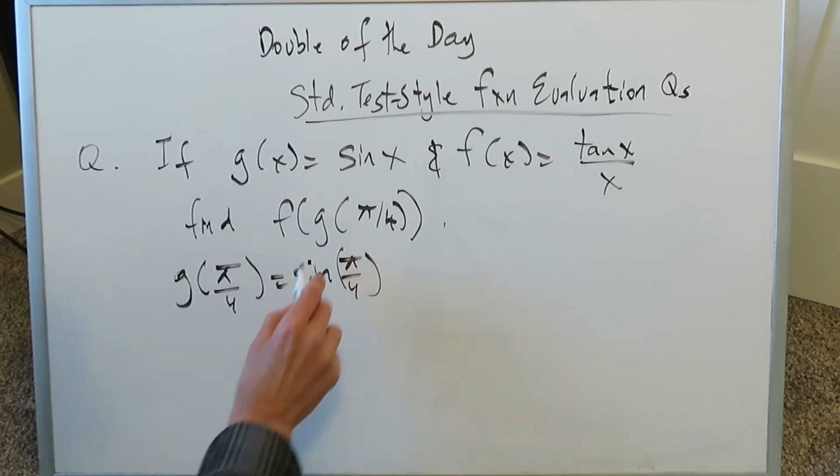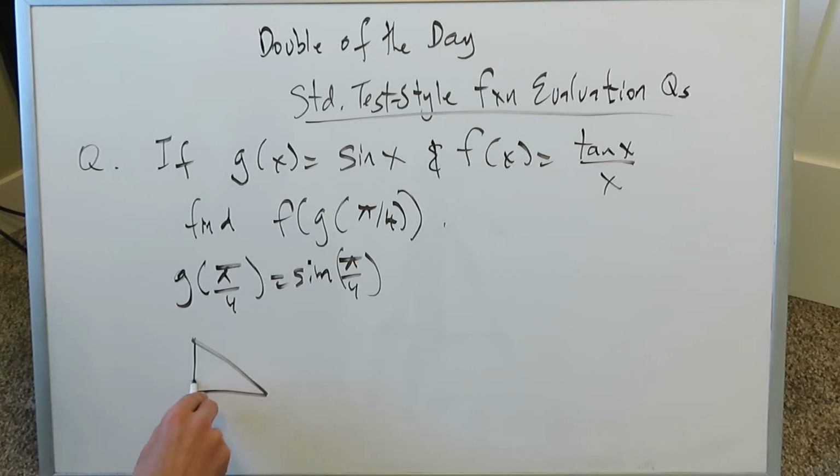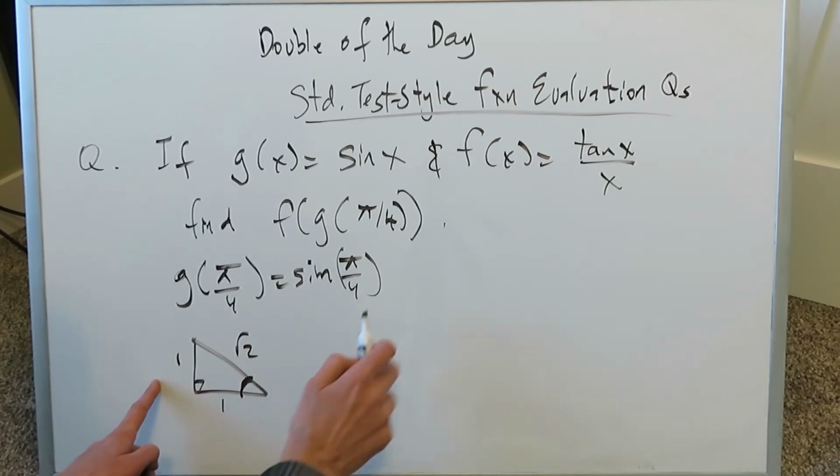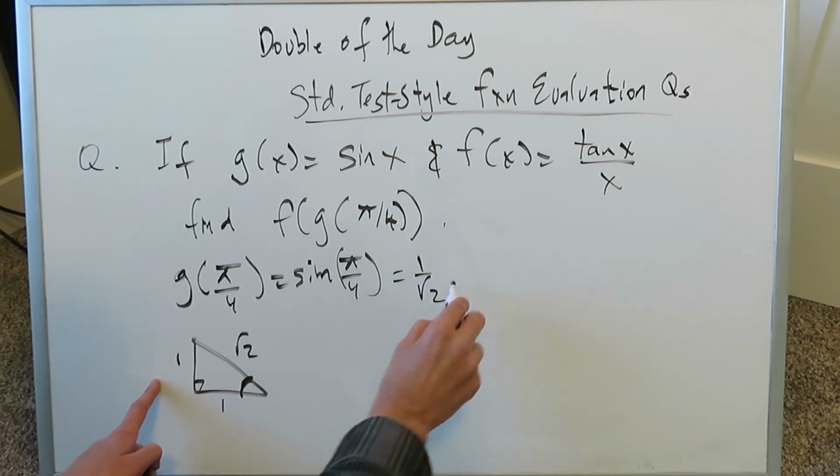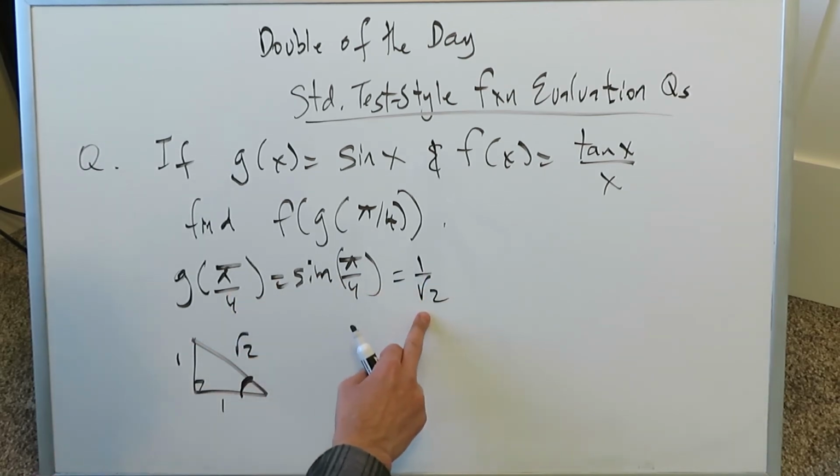Now you've got to think about your trigonometric ratio triangles. You have 45, 45, 90, you'll have 1, 1, root 2. If this angle right here is pi over 4, sine of pi over 4 is opposite over hypotenuse, and that is equal to 1 over root 2. You know sine of pi over 4 is equal to 1 over root 2.